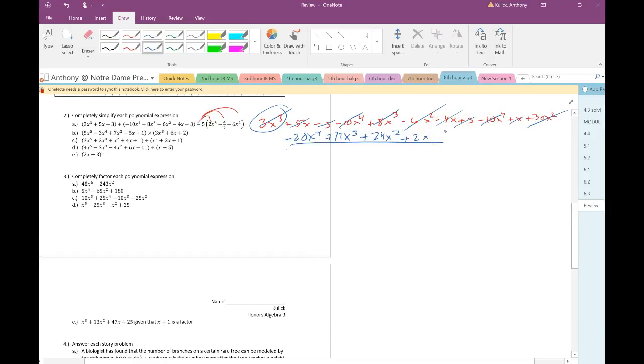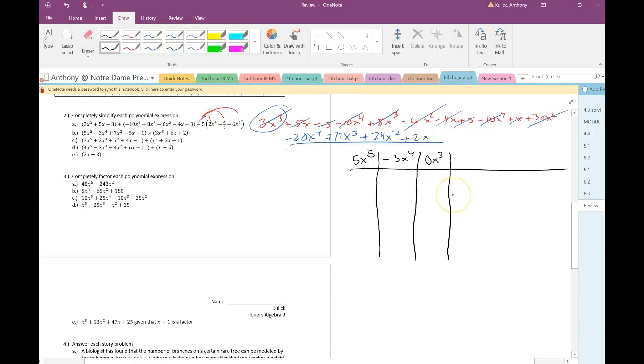For part B, we're multiplying. So when I multiply this, I'm going to choose to do the box method here. So I have 5x to the 4th minus 3x to the 4th. Oops, that's 5x to the 5th. 3x to the 4th. Oh, no x cubed, so put a 0 there. 7x squared minus 5x, and then plus 1.